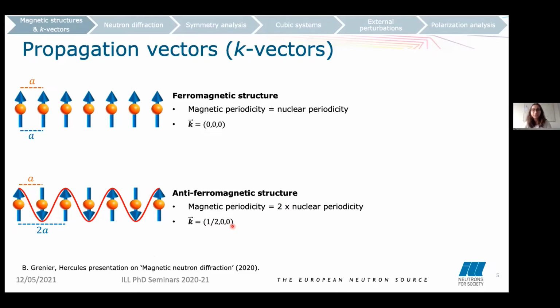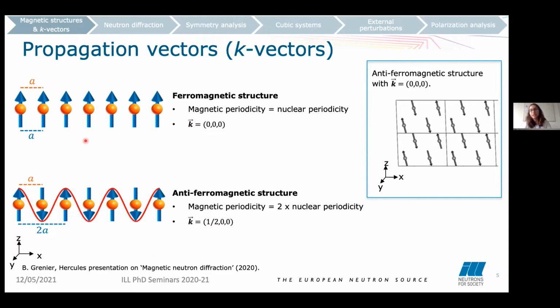Now, we often think about a propagation vector of 0, 0, 0 being associated with ferromagnetic structures, but I just want to point out that it is possible to have antiferromagnetic structures with a propagation vector of 0. So in a case like this, where you have more than one magnetic atom in the unit cell.